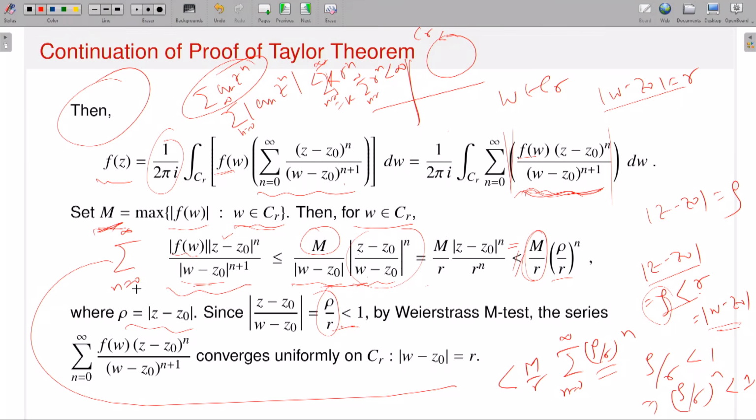So therefore by the M test, the summation from n equals 0 to infinity of the modulus of this nth term is dominated by some constant times some object to the power n, and since that object rho by R is strictly less than 1, that series is convergent. So by the Weierstrass M test, I can say that this series converges uniformly on W running over CR. Weierstrass M test I have already discussed. It is one of the sufficient criteria for uniform convergence of a power series. If I just go back, it will be clear.